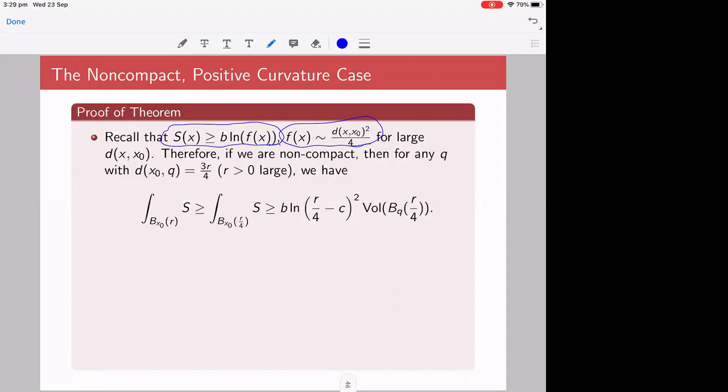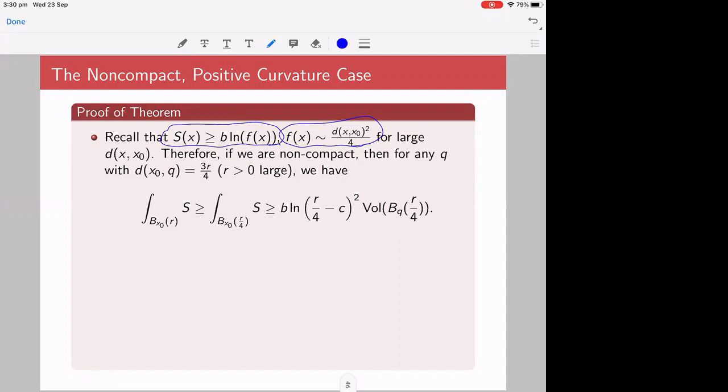Okay, now if we assume for the sake of contradiction that we're non-compact, then we can just pick a direction. We can look at distances being large. And so in particular, we'll be able to find values of q so that the distance between q and x naught is equal to 3r on 4. Artificial parameters there for the moment, but we're trying to think of r being large here.